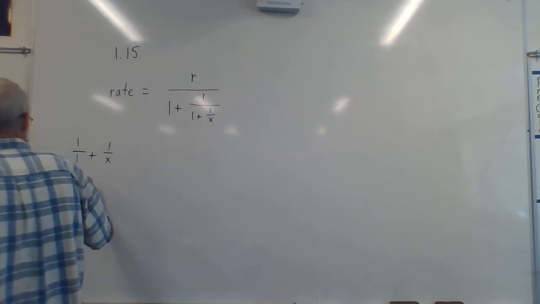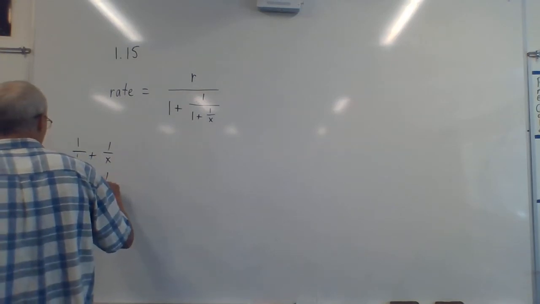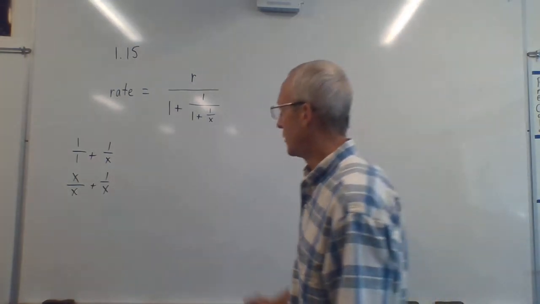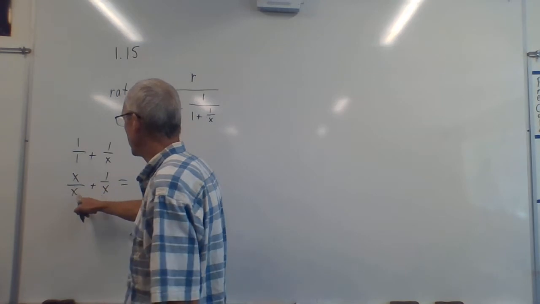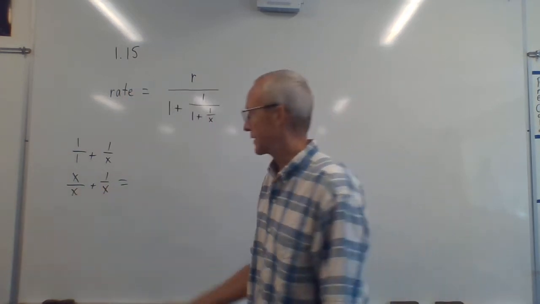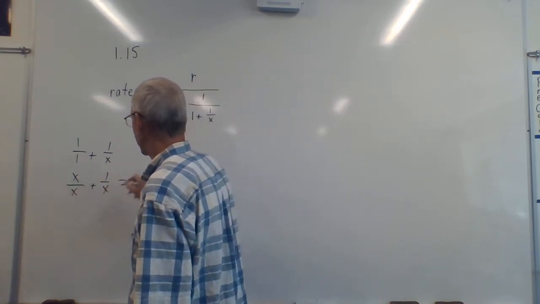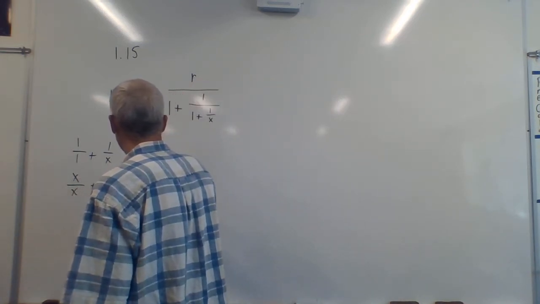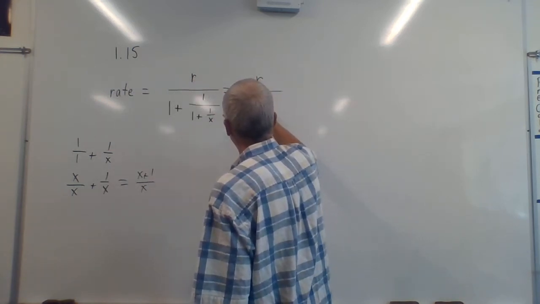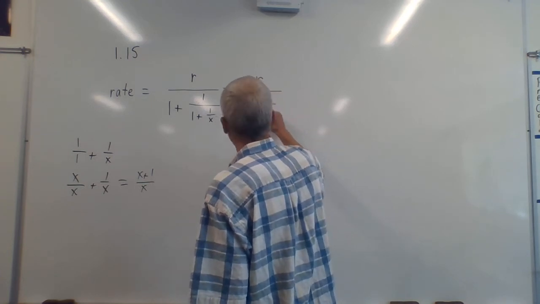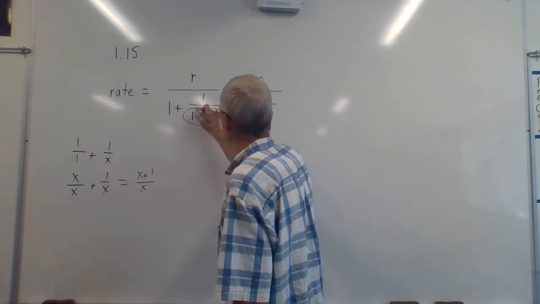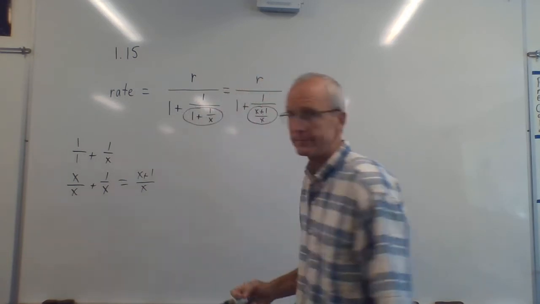So this is the same thing as x over x plus 1 over x, because x over x is 1. Same thing divided by the same thing is 1. Now, with common denominators, if you remember, the way you add fractions is you add the numerators together. So we have x plus 1 over x. Now we can write this as r divided by 1 plus 1 over x, which is x plus 1 over x, because this thing here is the same as this thing there.